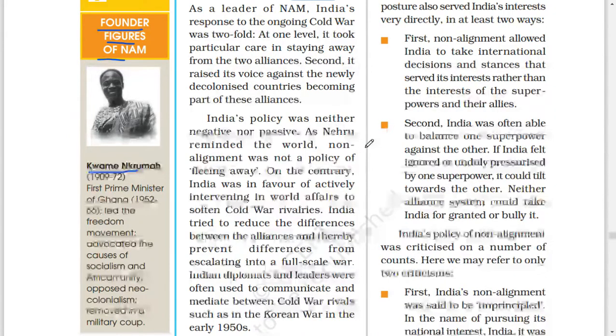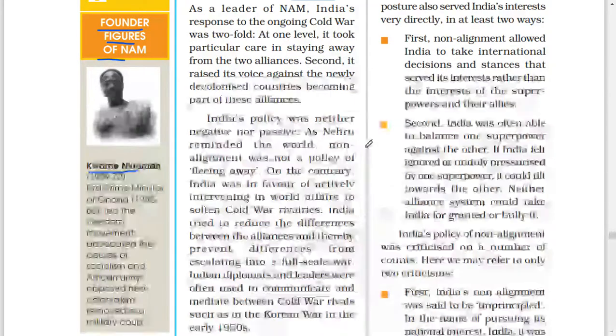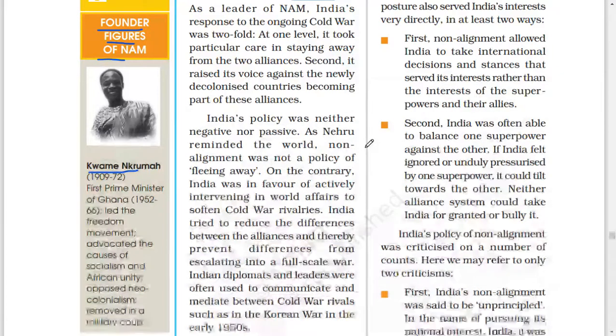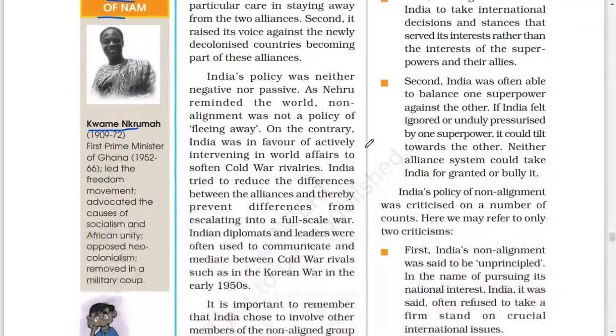Second, India was often able to balance one superpower against the other. If India felt ignored or unduly pressurized by one superpower, it could tilt towards the other. Neither alliance system could take India for granted or bully it.